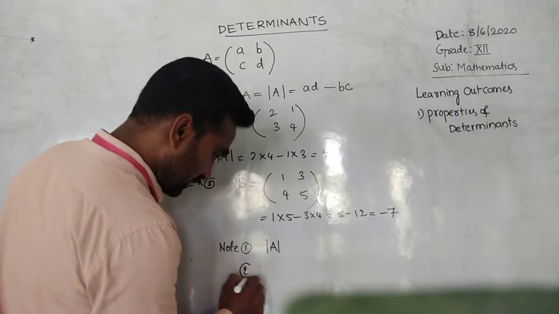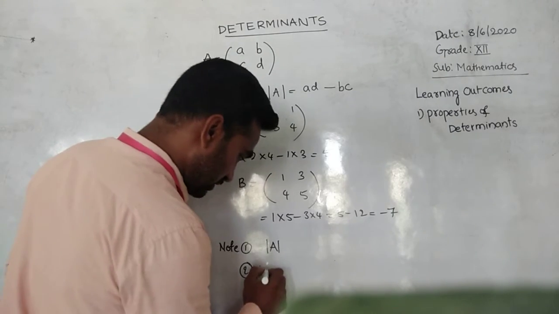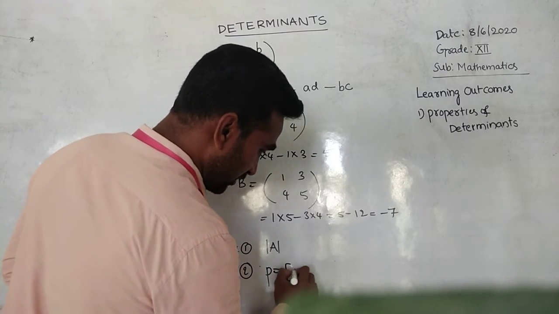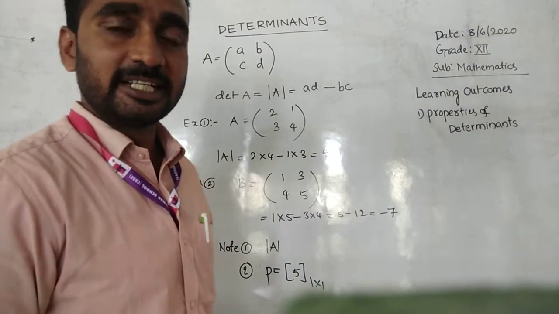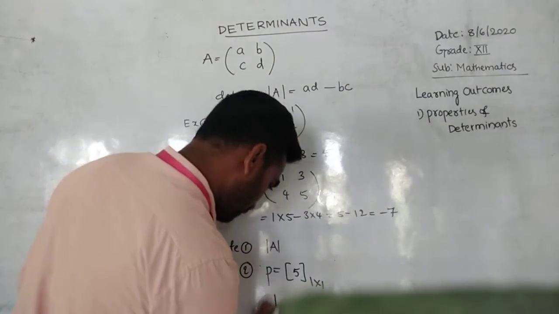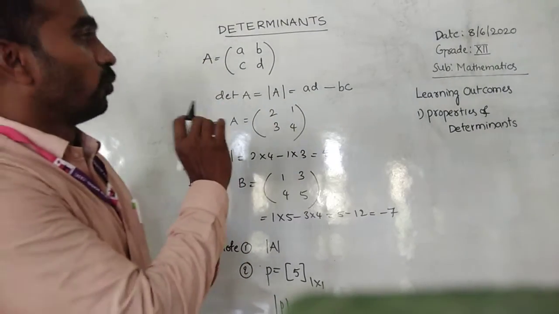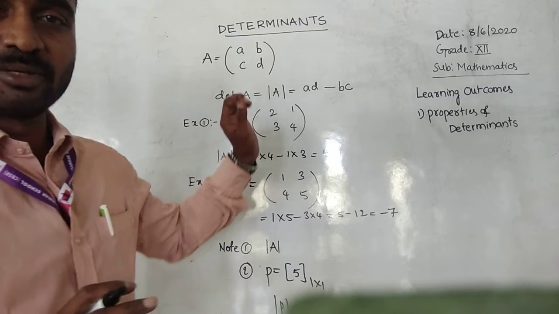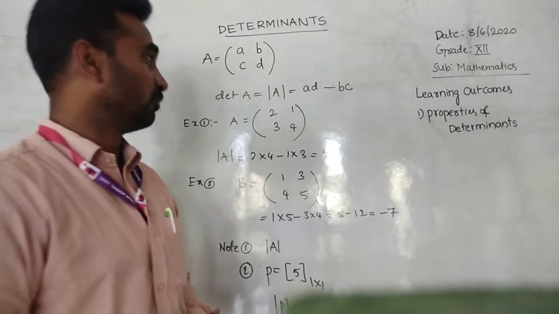And second one, the determinant of a single element, meaning a 1 by 1 matrix. Suppose the matrix P has only one row and one column, which is order 1 by 1. Its determinant is the element only. So det P is equal to 5. So what is determinant? The determinant is the difference between the principal diagonal elements and the second diagonal elements.